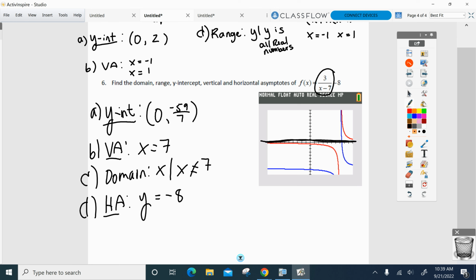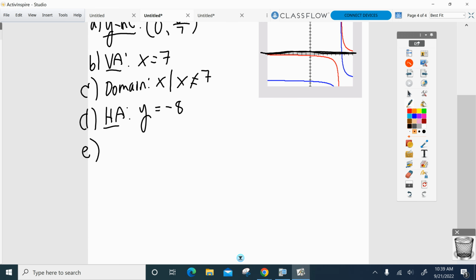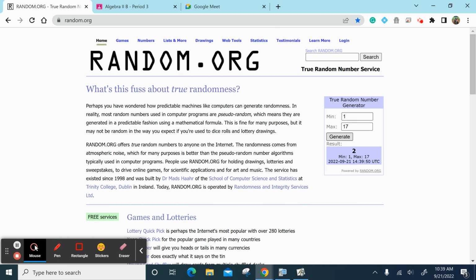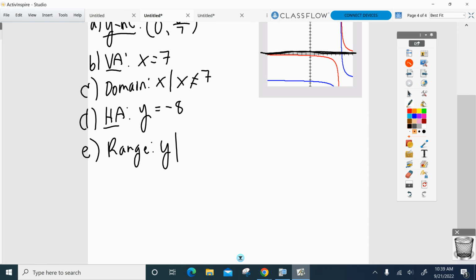And then finish this off strong. Now that you know the horizontal, what's your range? Y such that, let's finish this off. Y not equal to -8. Good, good. Yep, good words. -8. Yep. Whew. All good? All right, let's roll.